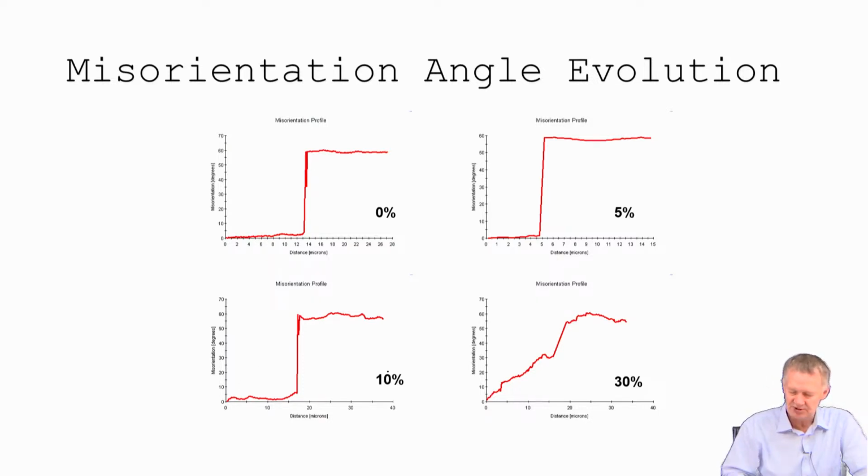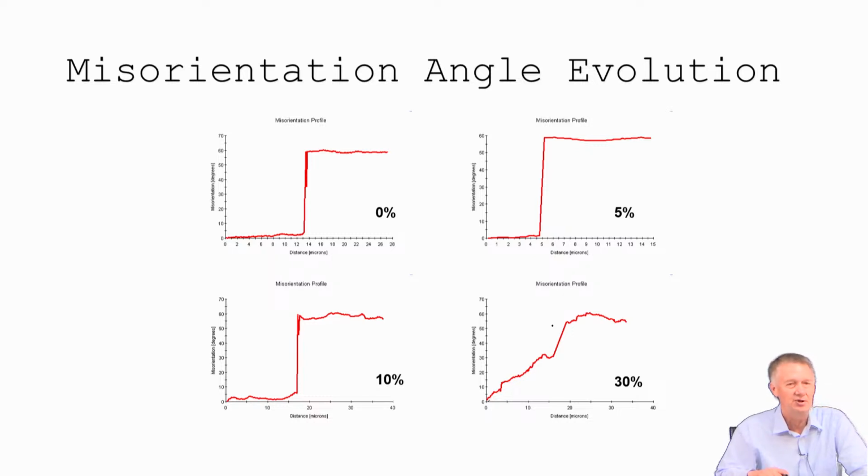So that's 0%. By the time we get to 30%, the misorientation angle right at the boundary has reduced quite a bit. This doesn't always happen. It just happened on this specific bicrystal. And I didn't talk about the orientation of the bicrystal. This is one that we picked up from the other experiment. So this was an incoherent twin boundary that we were looking at.